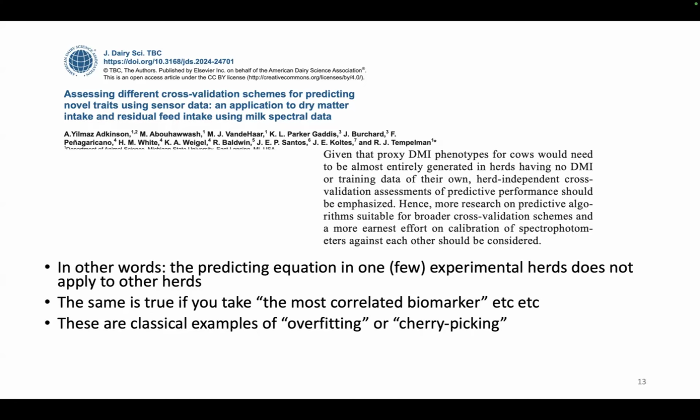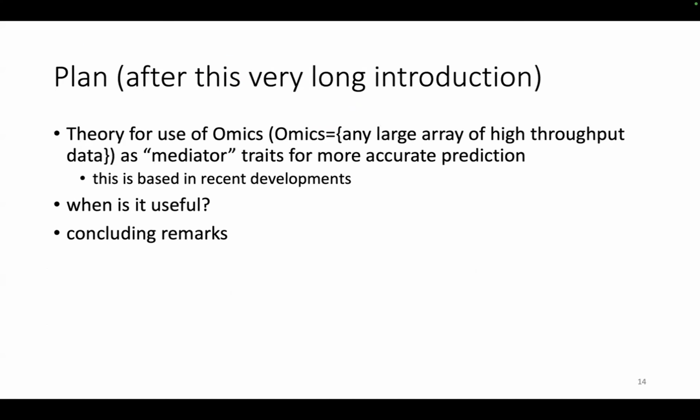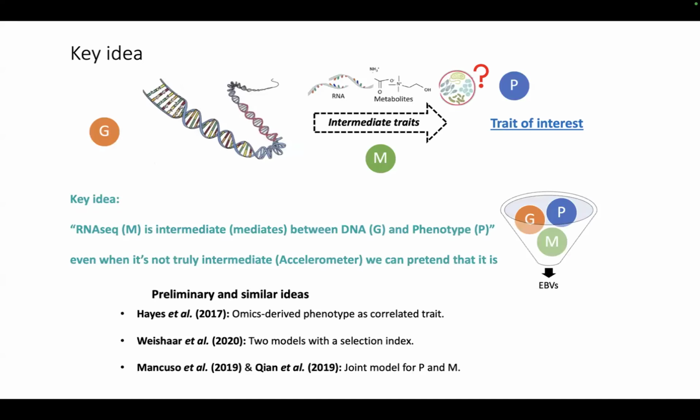So the plan of my talk is, okay, let's try to create an actual theory that we can use for this purpose. Then, when is this useful? And then some concluding remarks. So this is the key idea. The key idea is you have DNA. The DNA produces RNA sequence, for instance, during development, that RNA-seq is going to create some metabolites or regulate something, and that something will create your phenotype of interest.